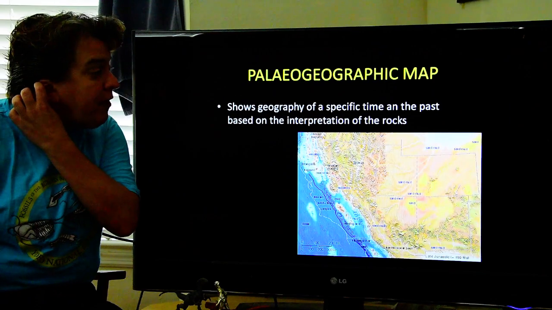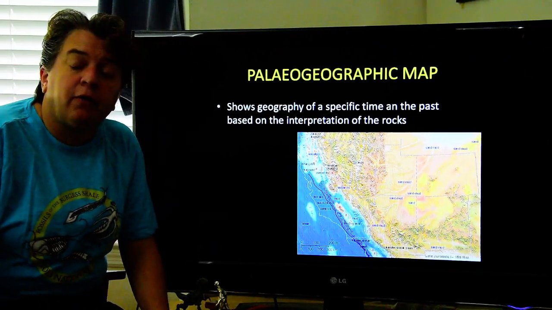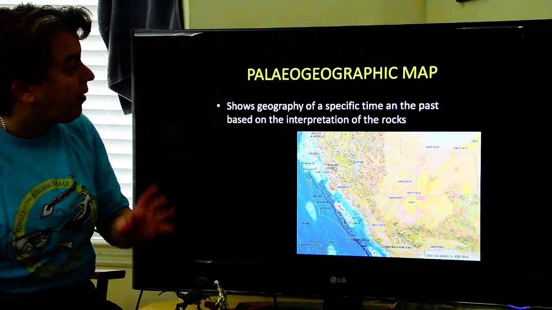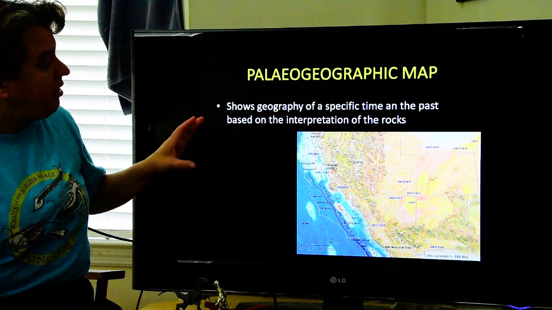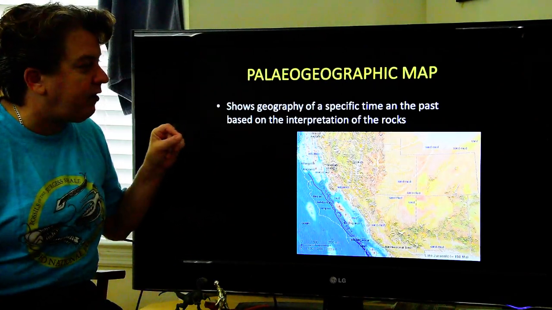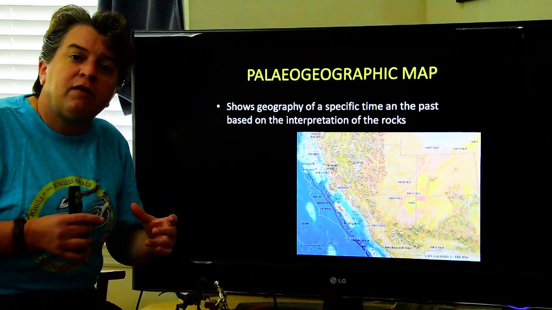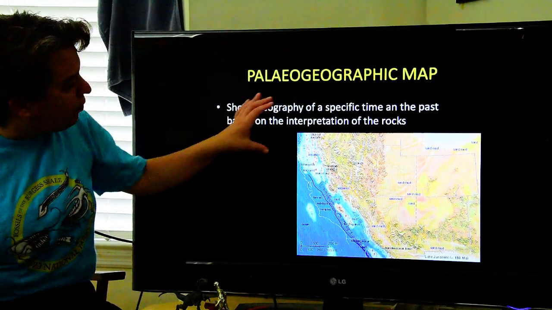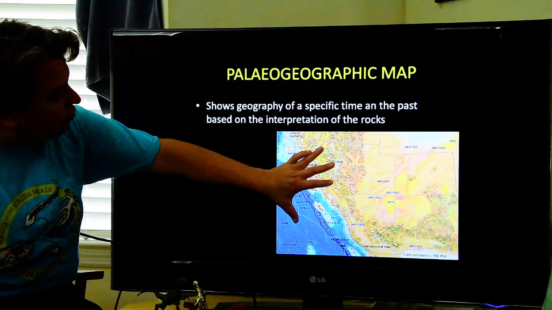Now, another very common map that you're going to see, that we're going to use a lot in this class, are paleogeographic maps. And this shows the geography of a specific time period in the past. And how do we do this? Well, we look at the different rock types and interpret what they mean. And we can put together this paleogeographic map.